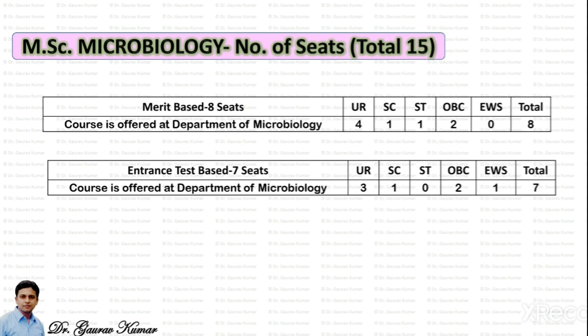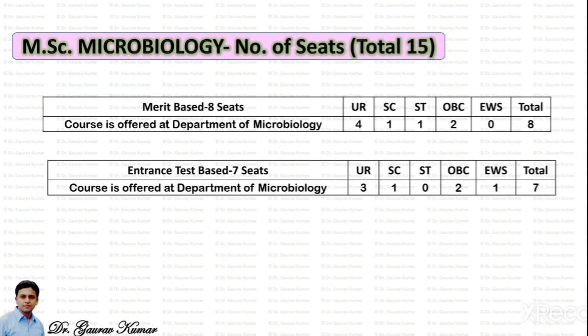So in MSc Microbiology, the number of seats is a total of 15. You can see the merit based seats are around 8 and the entrance test based seats are around 7. And the course is offered at the Department of Microbiology, University of Delhi South Campus. And for the seats, you can see there are 4 unreserved seats, then 1 SC, 1 ST, 1 OBC, and there are no EWS seats in the merit based admission. While in the entrance test, there are 3 unreserved seats, 1 SC, 2 OBC and 1 EWS seat.